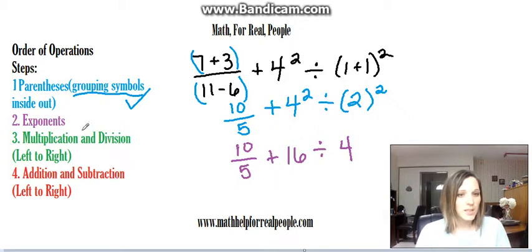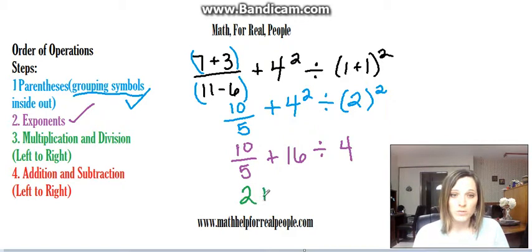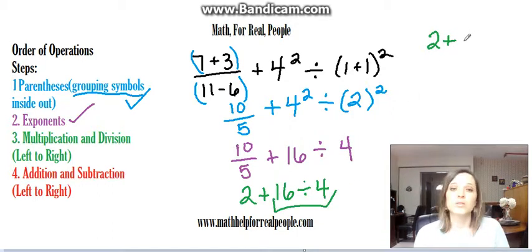And then we look at it and we say multiplication and division from left to right. So we do have a division here as a fraction bar, and that will just turn into 2 because 10 divided by 5 is 2. We rewrite the addition. And then we have another division here that we can work out second. So we would have 2 plus and 16 divided by 4, which will give you 4. And that takes care of our multiplication and division.